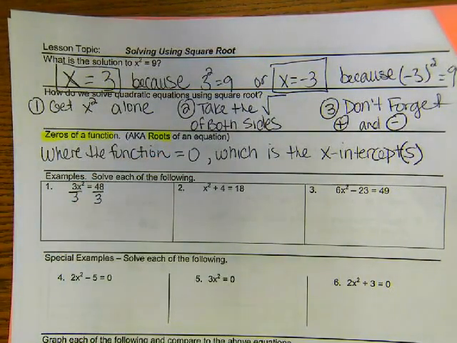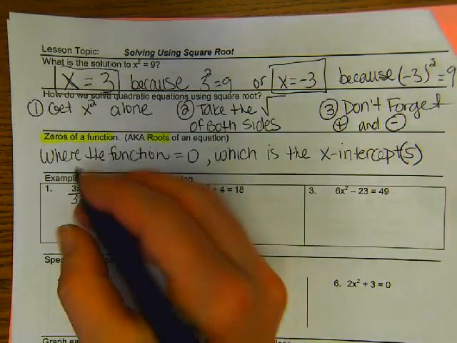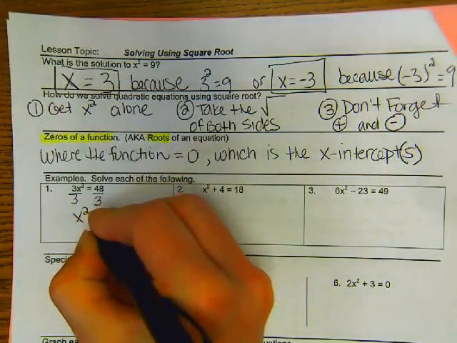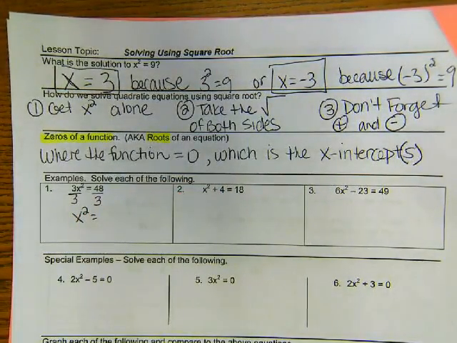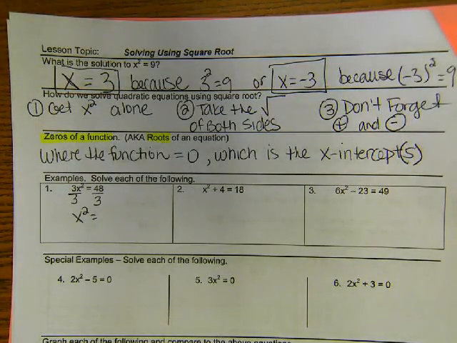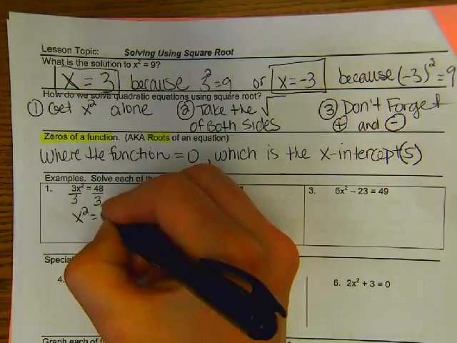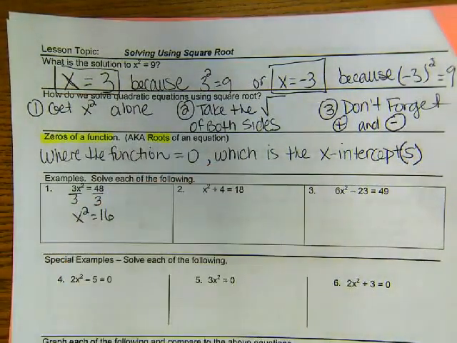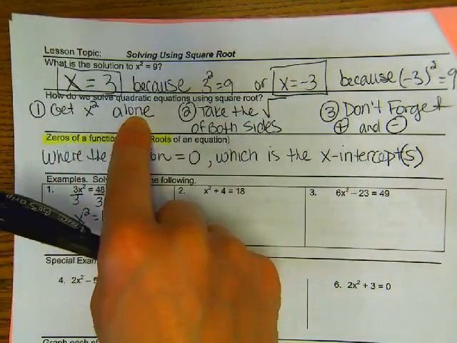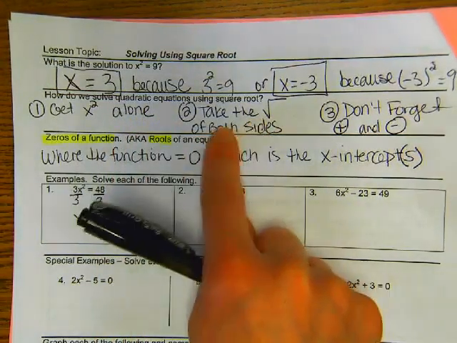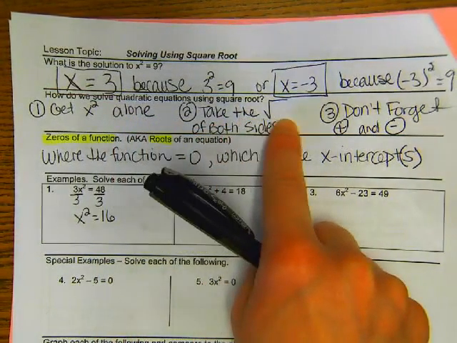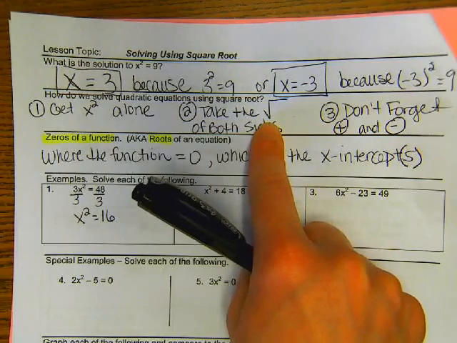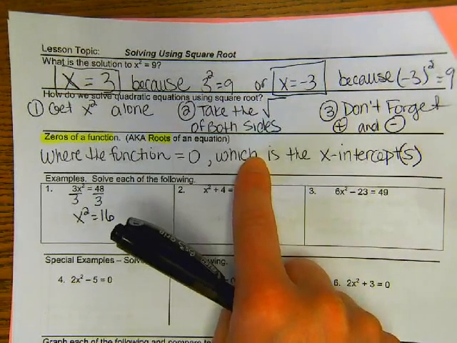And now we have x squared equals 16. Okay, so I got x squared alone. Now what do I need to do? Take the square root of both sides. Don't forget the plus and the minus.